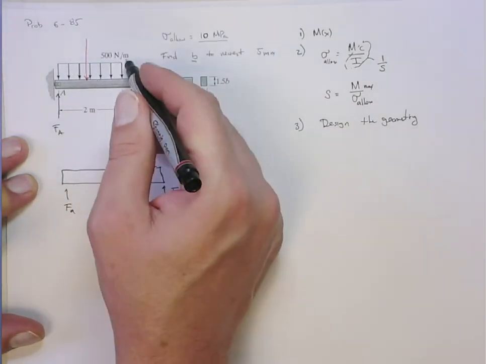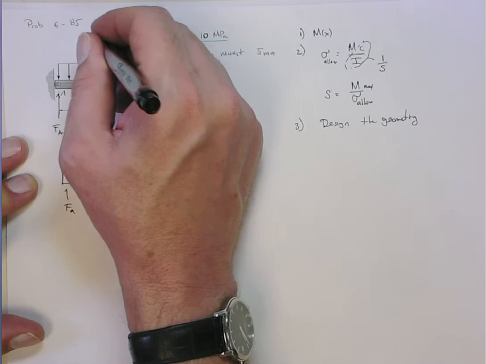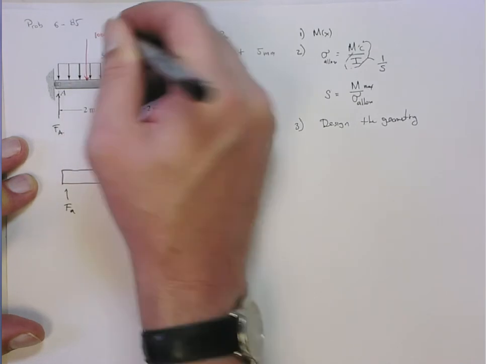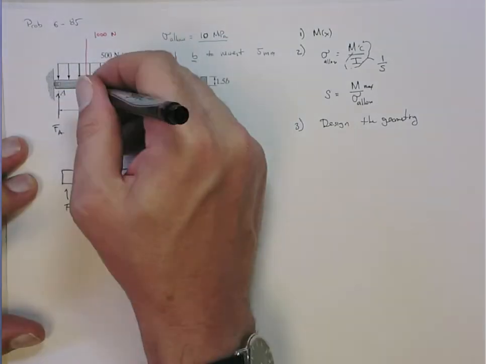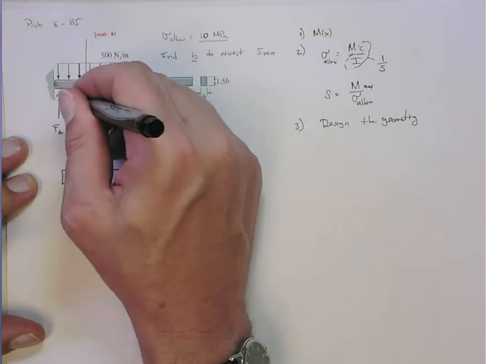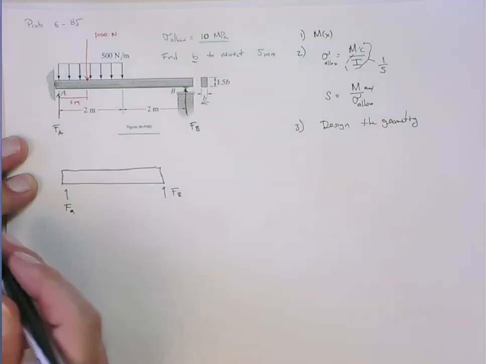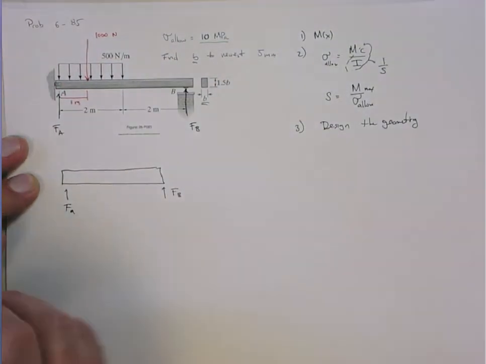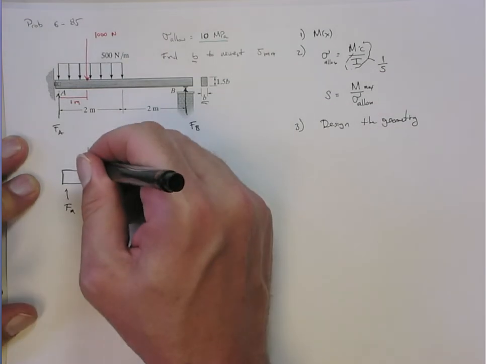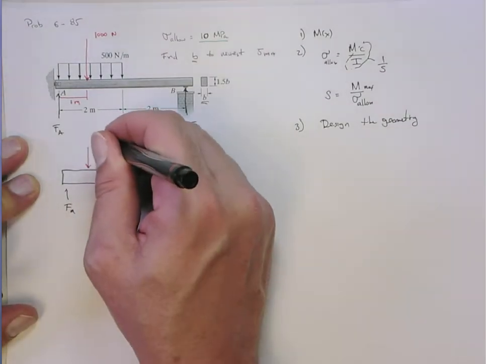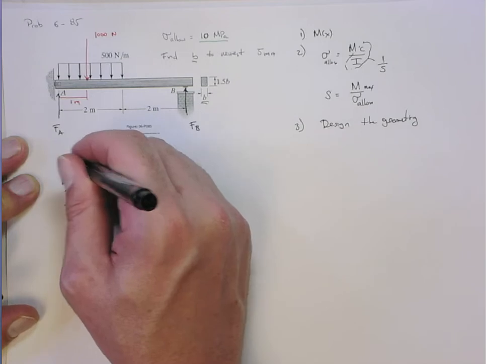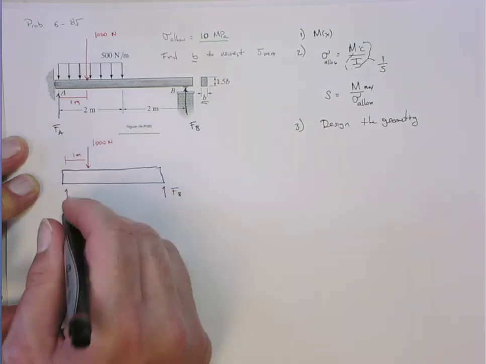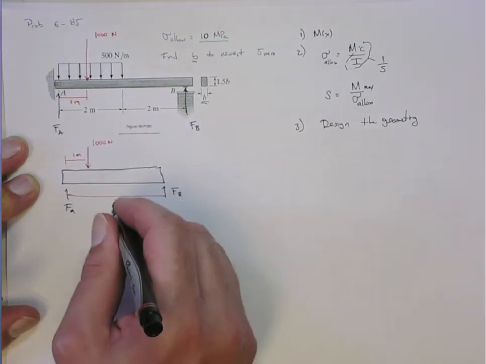So it's 500 Newtons per meter over 2 meters. So it's a 1,000 Newton force acting downward, and it would occur at half the distance, or 1 meter, right? So we can put that on here. And this distance here is the 1 meter. This distance here is 4 meters.